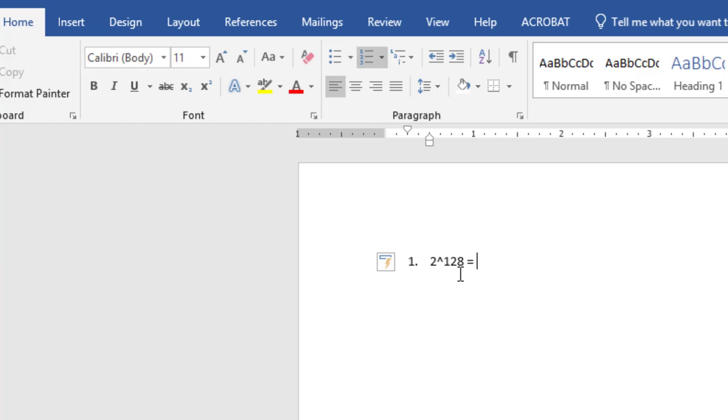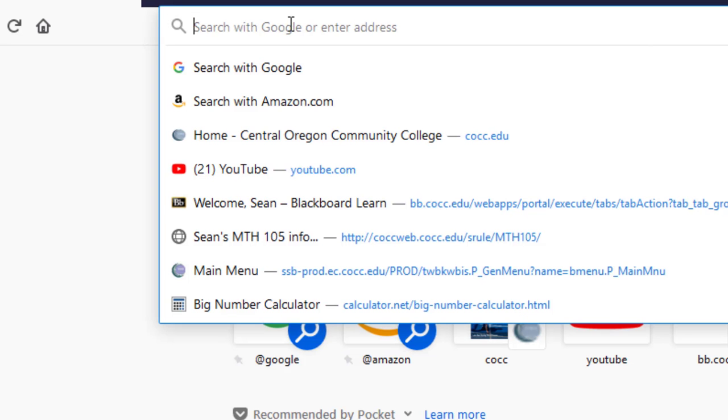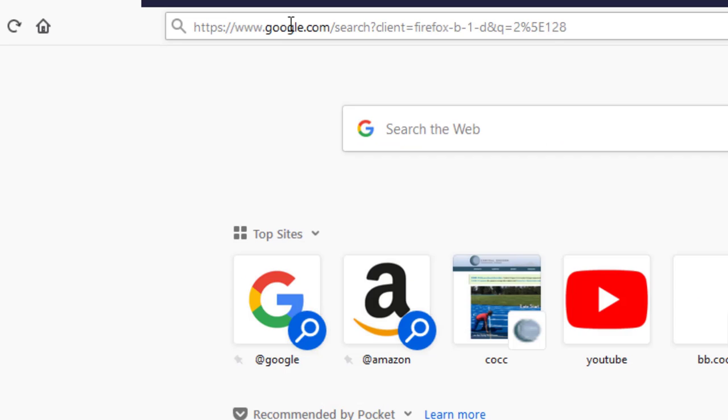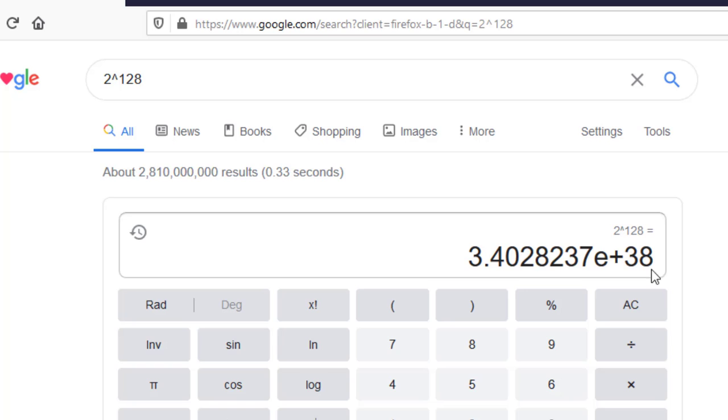Another way you can write it, if you want it to look like an exponent, you can type 2 and then 128, and then you can superscript the 128 to make it look like an exponent. It's not functioning as an exponent in Word, but at least it looks like an exponent if you want it to be that way. And then if we want to see what that number actually is, which is going to be helpful in a second, we can type in Google 2 to the 128th and press enter, and it can handle it. And it's just a massive number.